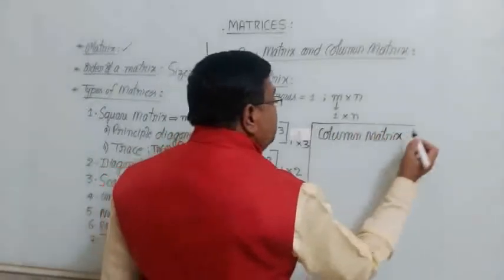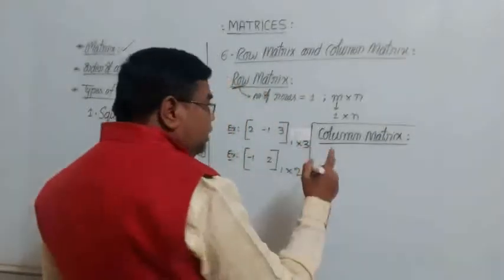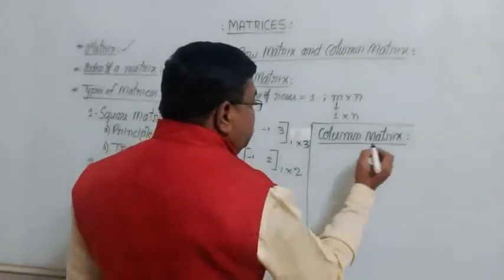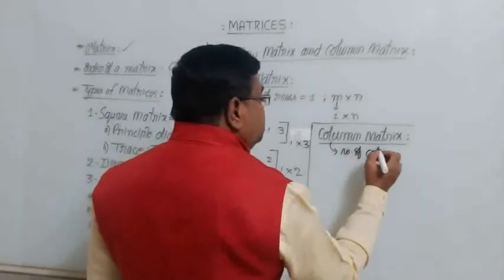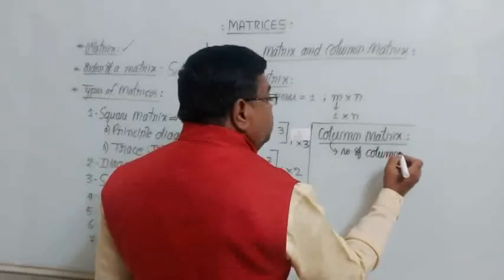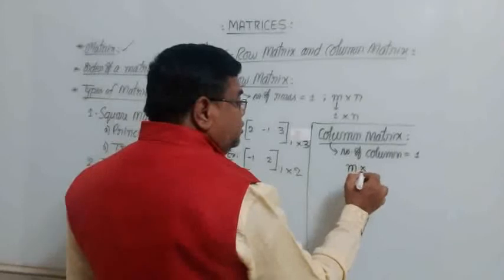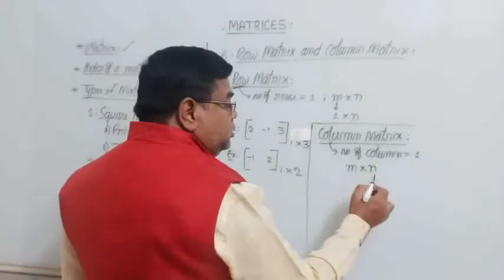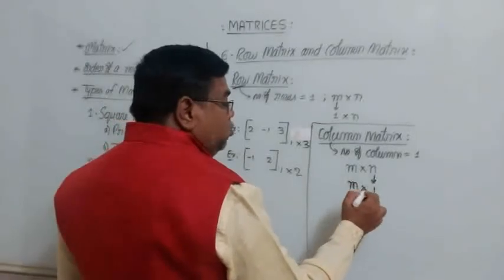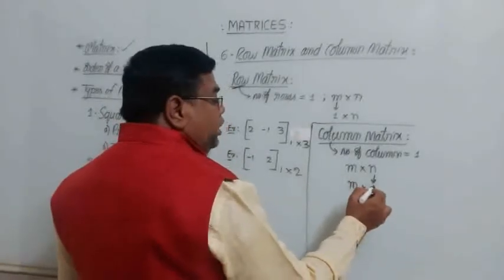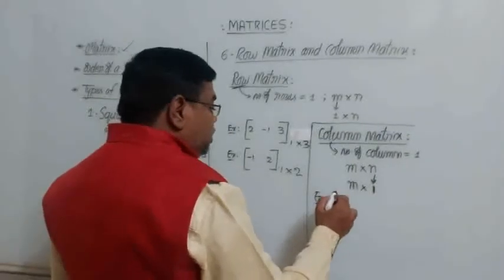What is meant by column matrix? Good. If a matrix has only one column, number of columns equal to 1, only one column. So in the order m cross n, n equal to 1, so m cross 1. Observe the example, only one column.